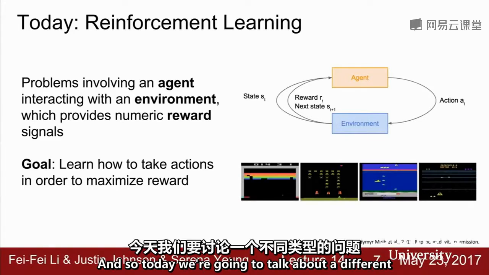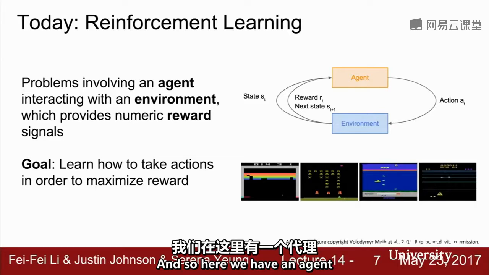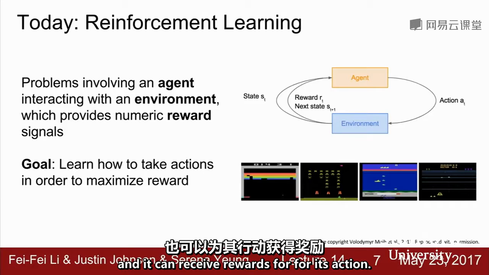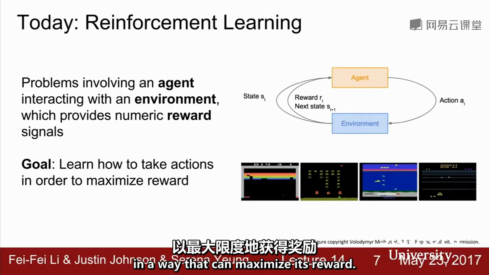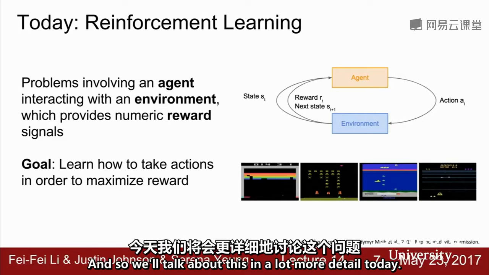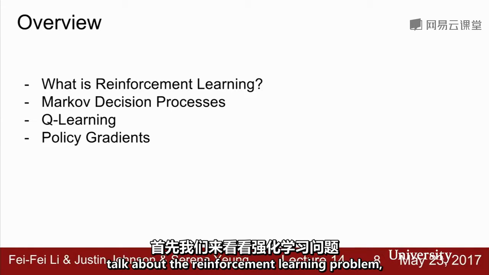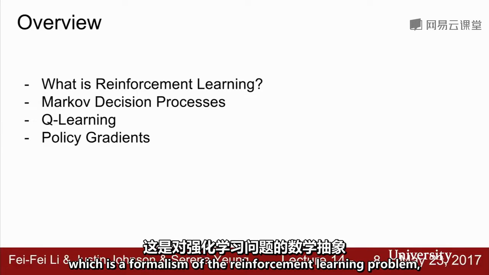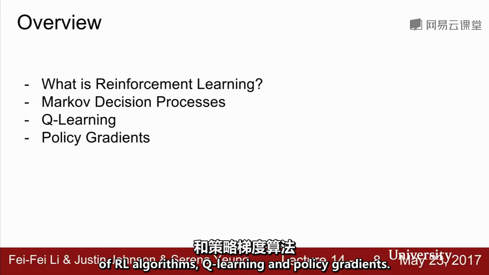And so today we're going to talk about a different kind of problem setup, the reinforcement learning problem. Here we have an agent that can take actions in its environment, and it can receive rewards for its action. Its goal is going to be to learn how to take actions in a way that can maximize its reward. We'll talk about this in a lot more detail today. So the outline for today, we're going to first talk about the reinforcement learning problem. And then we'll talk about Markov decision processes, which is a formalism of the reinforcement learning problem. And then we'll talk about two major classes of RL algorithms, Q-learning and policy gradients.